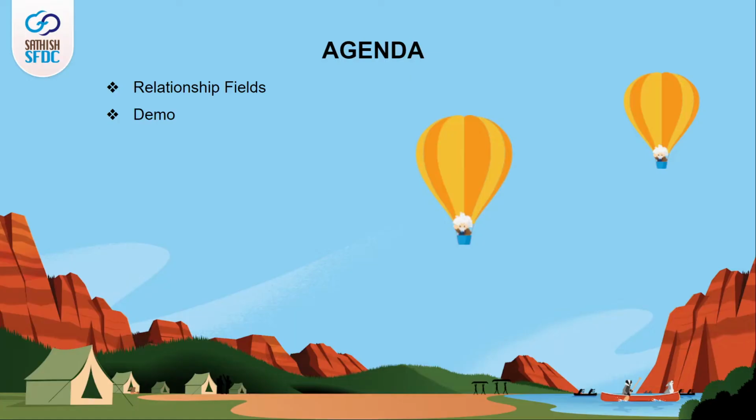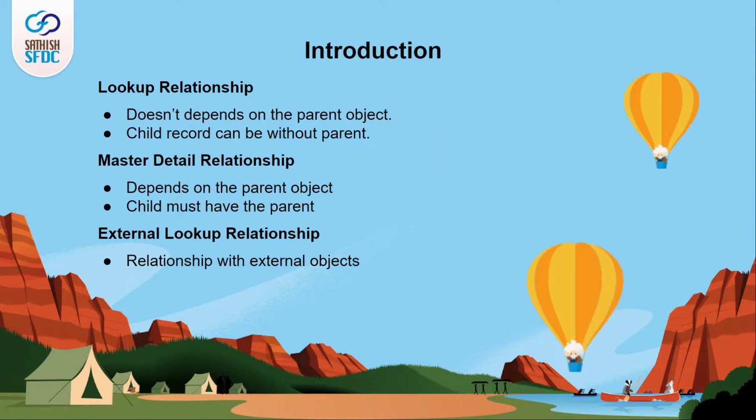Agenda of this video is to learn about relationship data types like master detail relationship, lookup relationship and external lookup relationship in Salesforce. In these three, most important relationships are master detail and lookup relationship. The lookup relationship does not depend on parent object, whereas a master detail relationship has dependency with parent object. Child can be created without parent in lookup, but in the master detail, parent is must for a child.